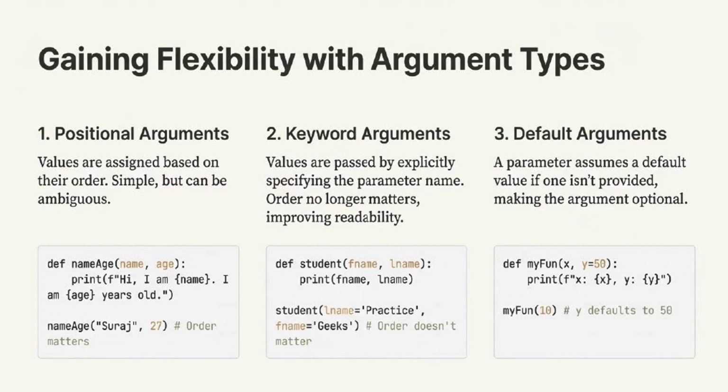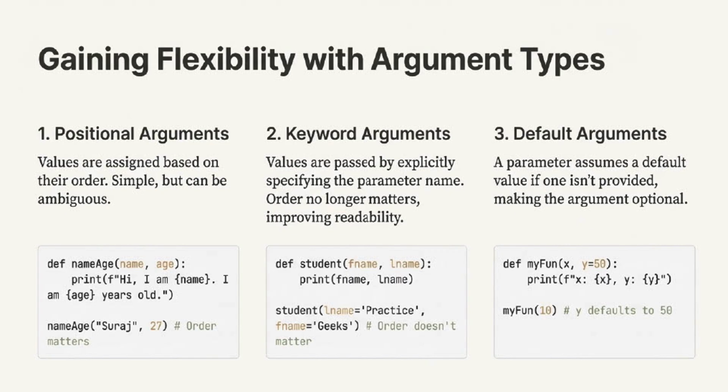There are three important argument types. First, positional argument. In positional arguments, values are assigned based on their order. The function name_age expects name first and age second. When we call the function as name_age of Suraj, 27, Python assigns Suraj to name and 27 to age because of the position. This method is simple, but it can become confusing if you forget the correct order.